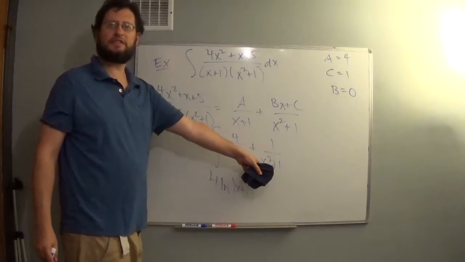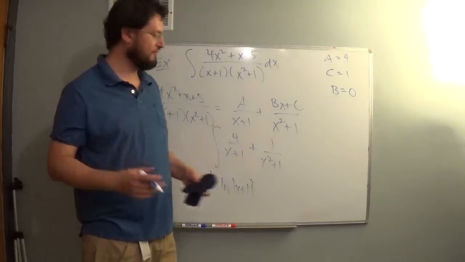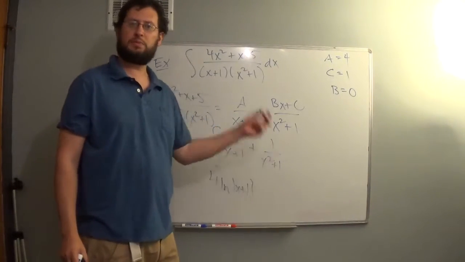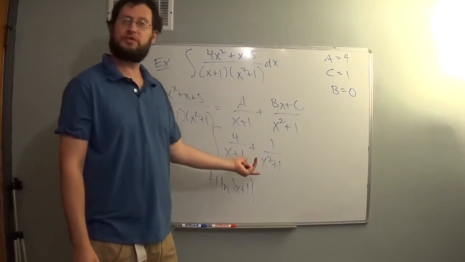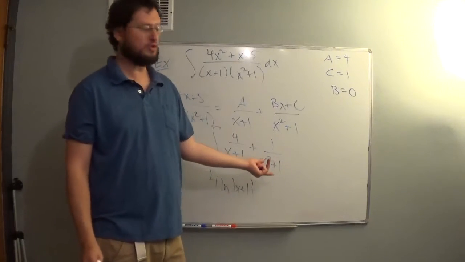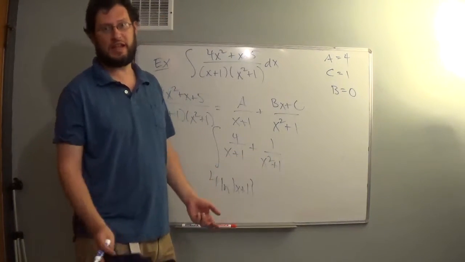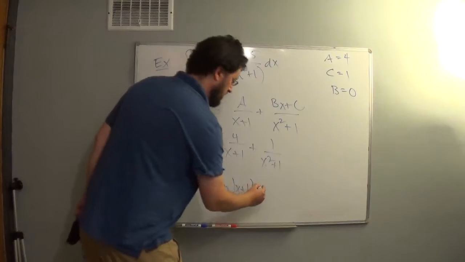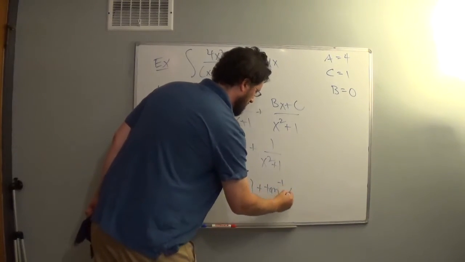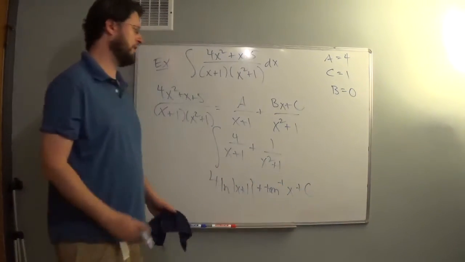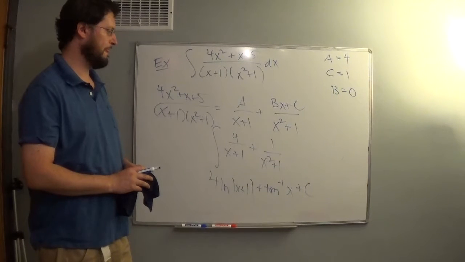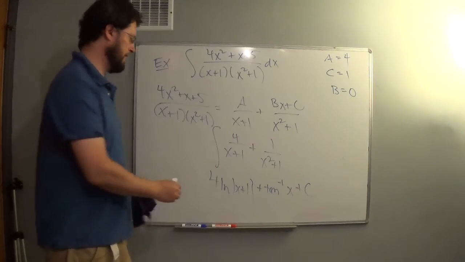And this one we haven't seen for partial fractions, but we have seen it before. This is 1 over x squared plus 1. We could go through a whole tangent substitution, or just recall that since everything is 1 here, this is tan inverse. This is just tan inverse of x plus C. And that's our answer.